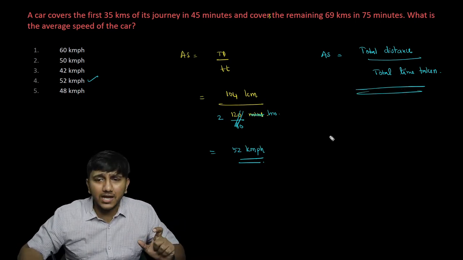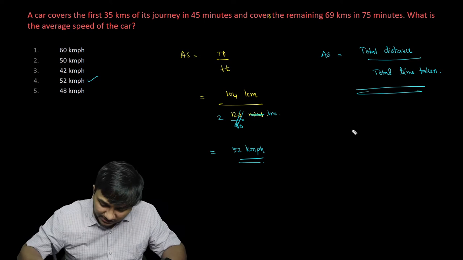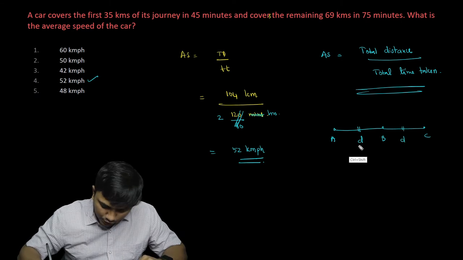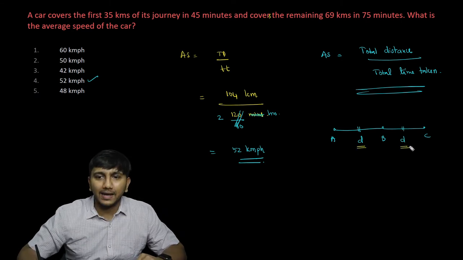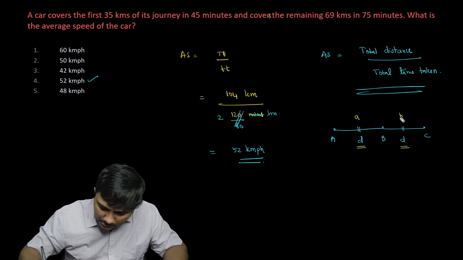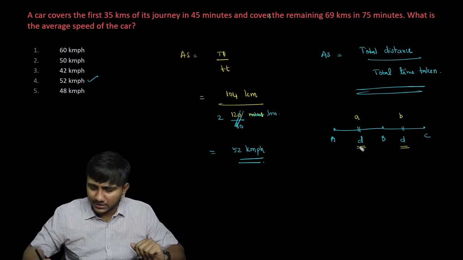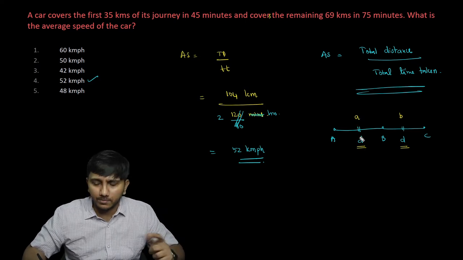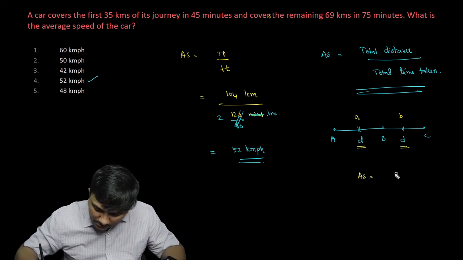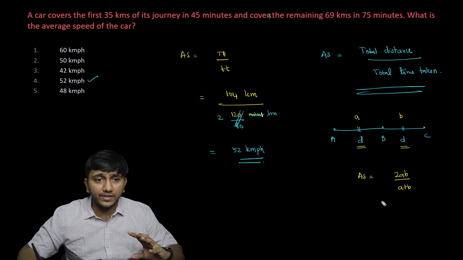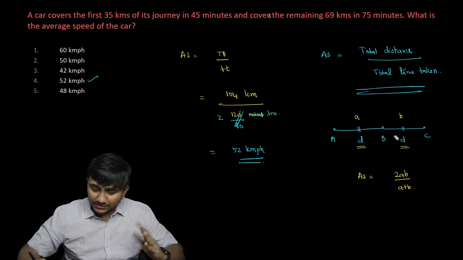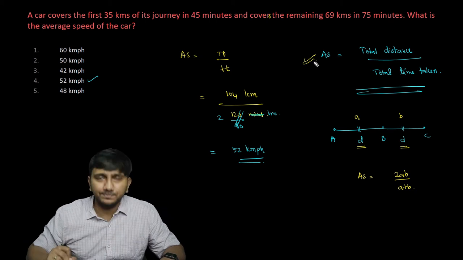If the two distances are equal, then we have a formula for it. Let's say we're going from point A to point B. Does anybody remember the formula? Let's say this is a distance of D and this is also a distance of D. If the two distances are equal, and let's say the speed here is A and speed here is B, assuming that the units are matching, okay? D is in terms of kilometer and A is in terms of kilometer per hour. Then we can get average speed as 2AB by A plus B, if the distances are equal. If the distances are not equal, you always have to go with this formula, okay?